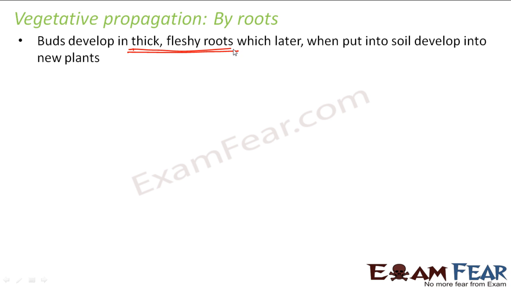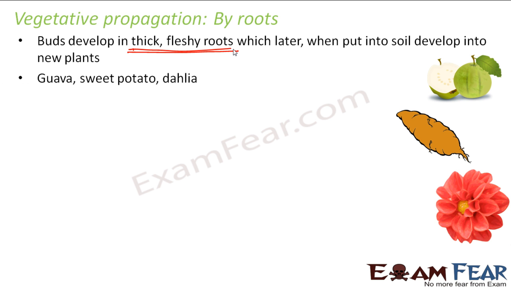Why are those roots thick and fleshy? Because they store a lot of food materials. Because of the storage of these food materials, the roots become thick and fleshy. Now on these thick and fleshy roots, buds develop, so small plantlets start developing. Since they already have a lot of food resource, these buds start developing, and when these buds are put into soil separately, they grow into a new plant.